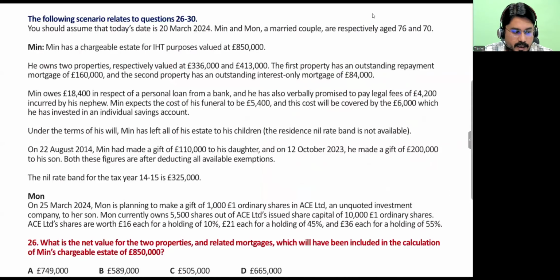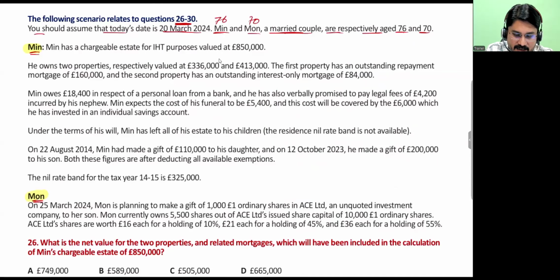Moving forward, here we have a scenario for the next 5 questions. This scenario relates to question 26 to question 30, and you should assume that today's date is 20th March 24. Min and Mon, a married couple, are respectively aged 76 and 70. Min's age is 76 and Mon's age is 70. They are a married couple. Two persons' information is given in the question.